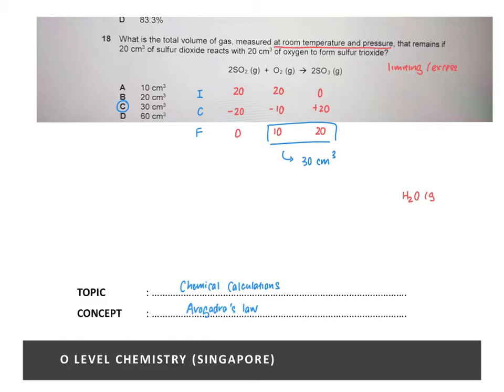But if the question were to state that the volume of gas is measured at room temperature and pressure, you need to bear in mind that at room temperature and pressure, water is no longer in gaseous state but is in liquid state, so it should not contribute to the volume of gas.